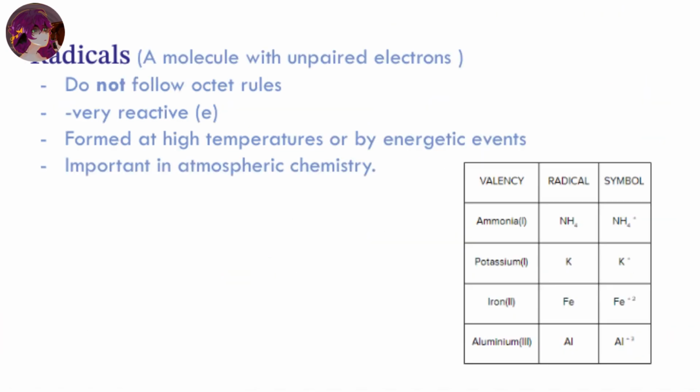Then we have radicals. This is a molecule with unpaired electrons. They don't follow the octet rule. They are very reactive because of their unpaired electrons. They are formed at high temperatures or by energetic events, and they are typically important to atmospheric chemistry.